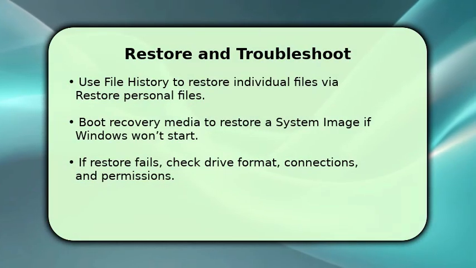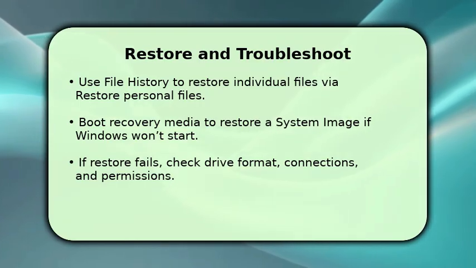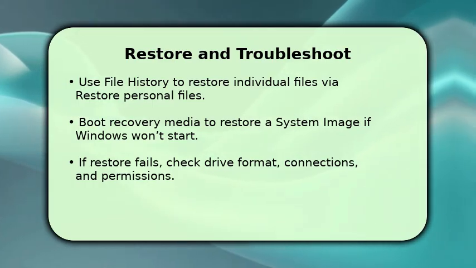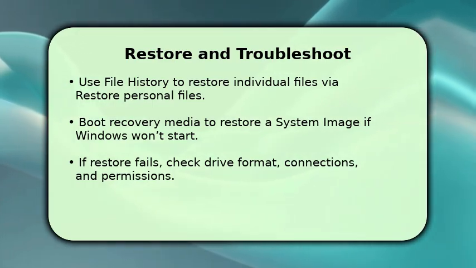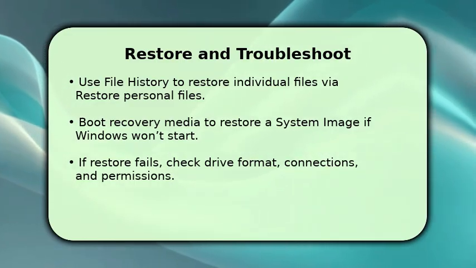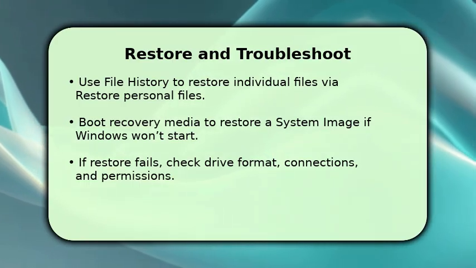To restore, use Restore Personal Files from File History to pick versions and return documents to their original locations. This is fast and selective. If Windows won't boot, create recovery media via Create a Recovery Drive and use it to access System Image Recovery, choose the saved image, and follow prompts to overwrite the disk.